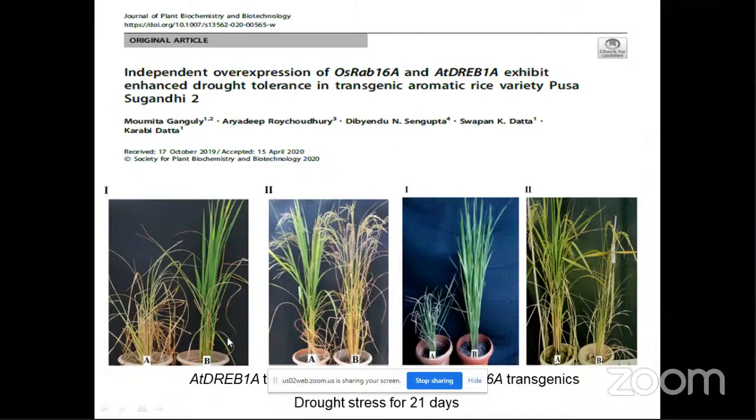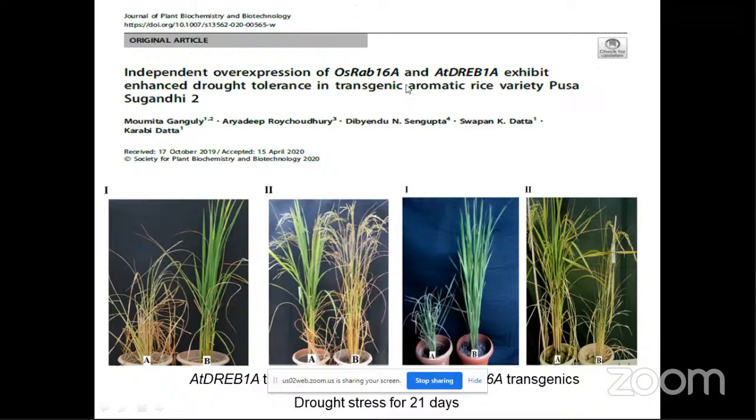Here we took one aromatic rice variety, transgenic aromatic Pusa Sugandhi 2. Here also we showed that if you compare against the wild type plant, you see the performance. Overall, with both Rab16A and DREB, DREB is actually a transcription factor, which is of course not connected with the ABA dependent pathway. It is connected with the ABA independent pathway, because in abiotic stress there are several genes which are also induced in an ABA independent fashion.